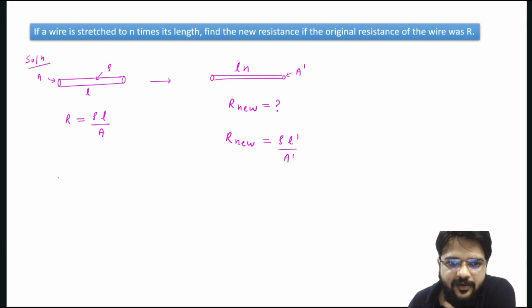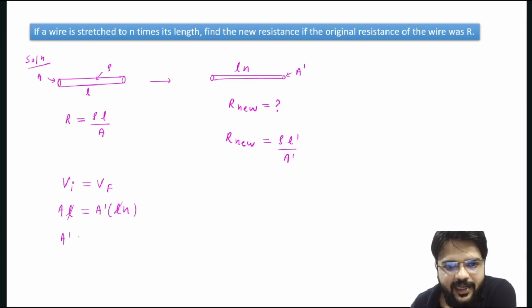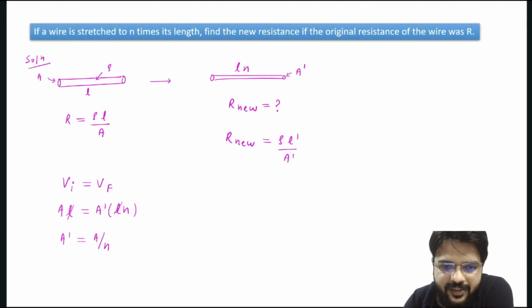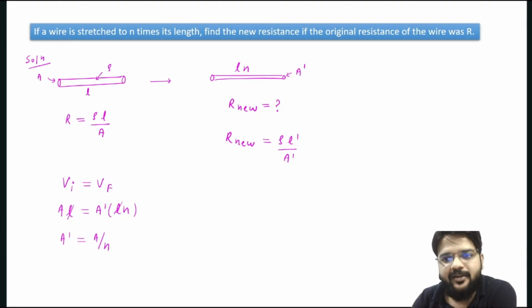Let's see. We know that the volume should be the same, correct? Before and after stretching, the volume should remain the same. So we will write here initial volume equal to final volume. So what is the initial volume? It is A into L. And what is the final volume? It is A dash into L dash, and L dash is Ln. So now L is cancelling here. So what is A dash? It is A by n. So the new cross-section area of this wire is A by n, correct?